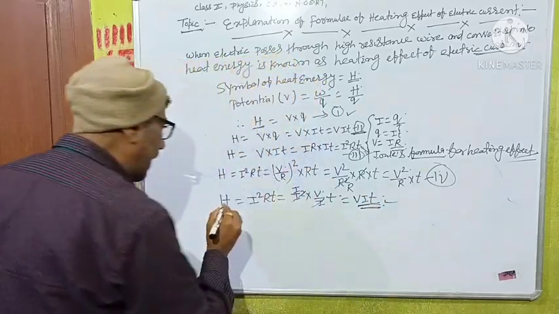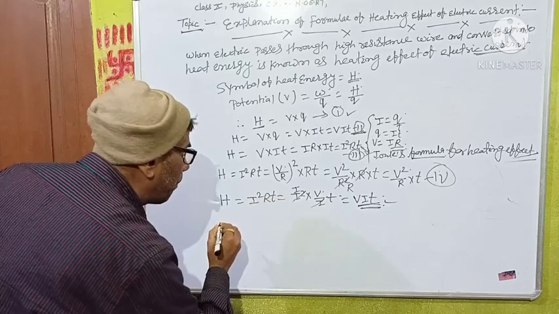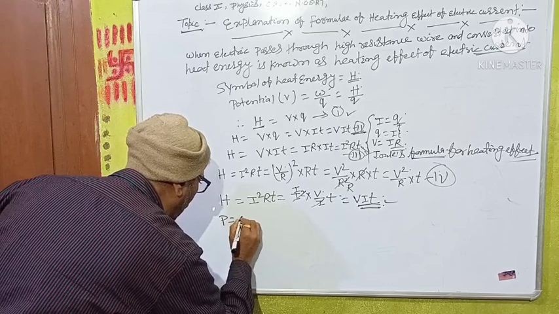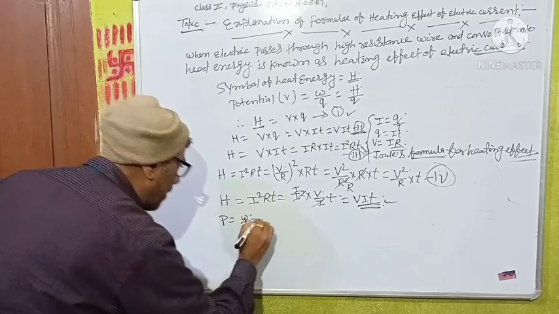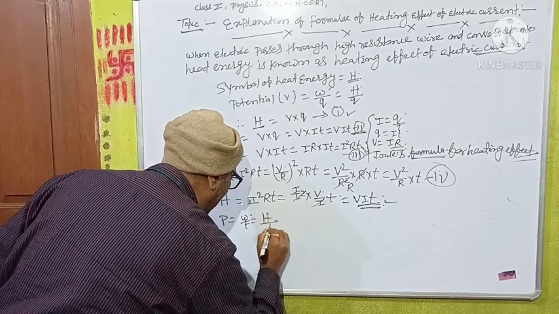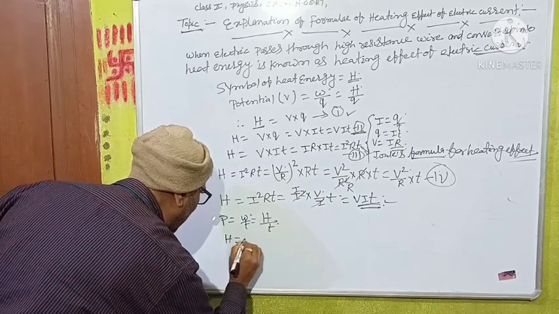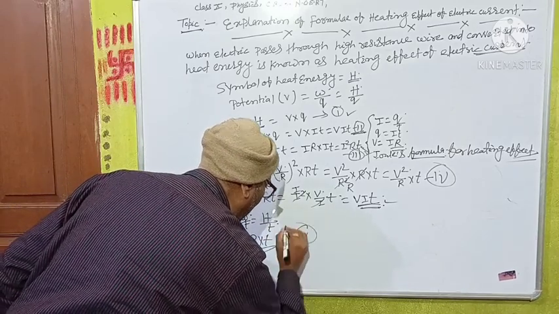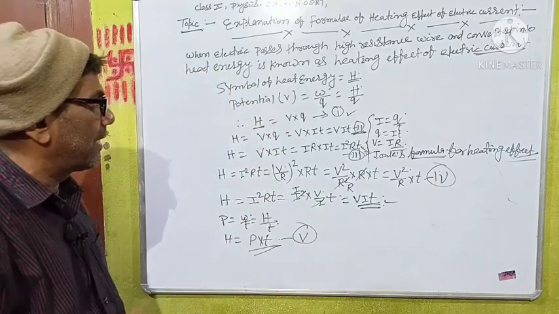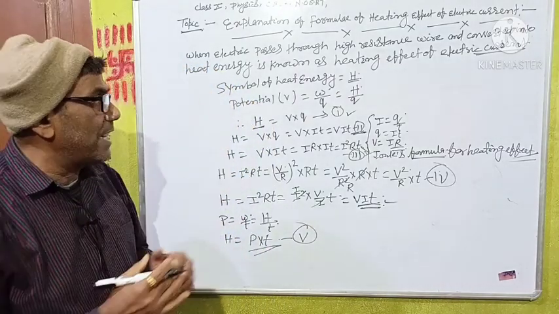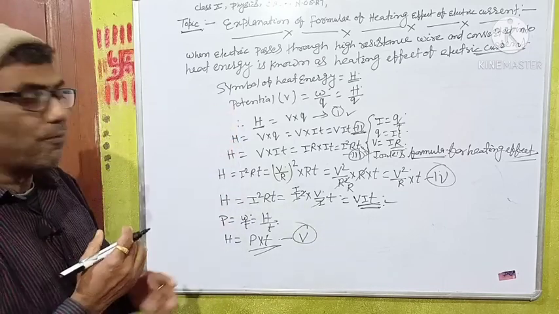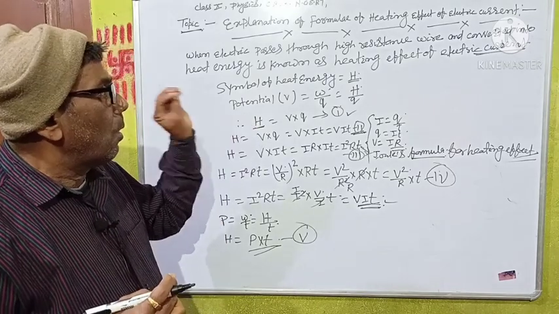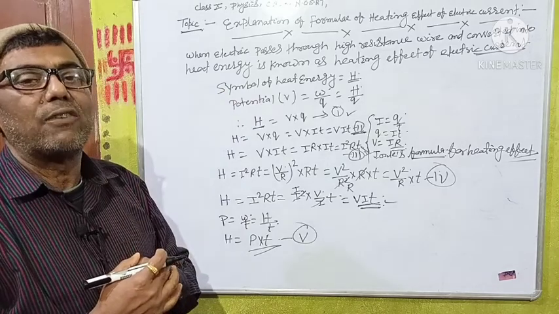So here we again get the fifth formula: power is equal to work done by time, is equal to heat energy by time. So therefore H is equal to P into T. This is the fifth formula for the heating effect of electric current. So here we explained the formulae. All these formulas are used for the solution of numericals for the heating effect of electric current.